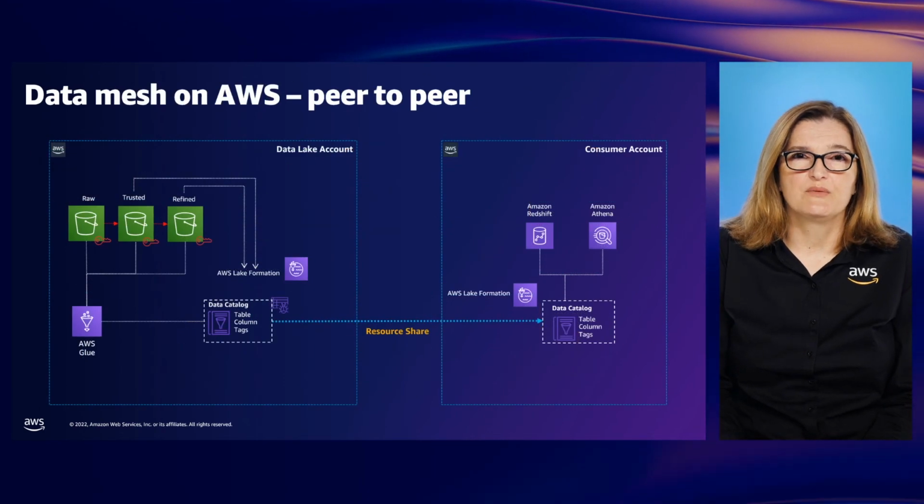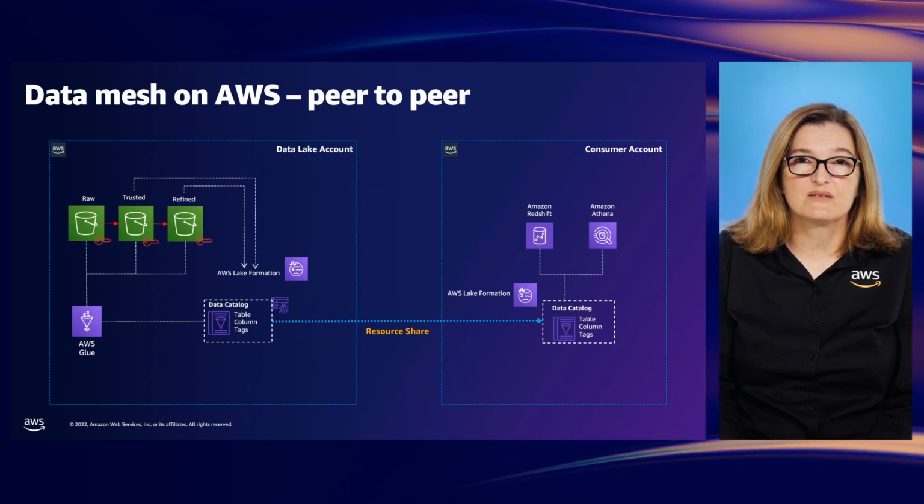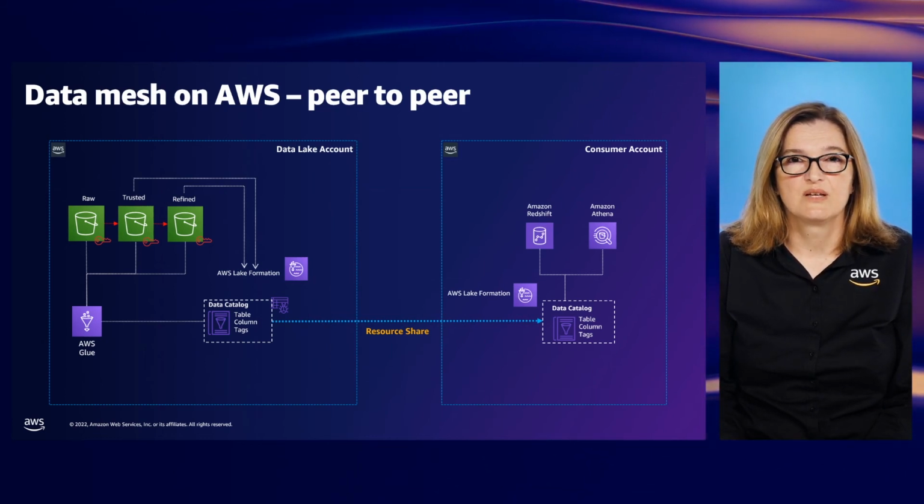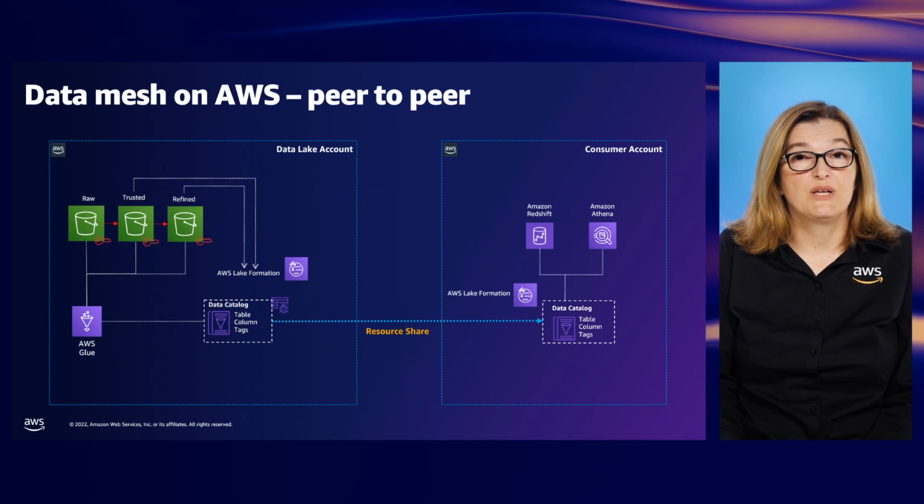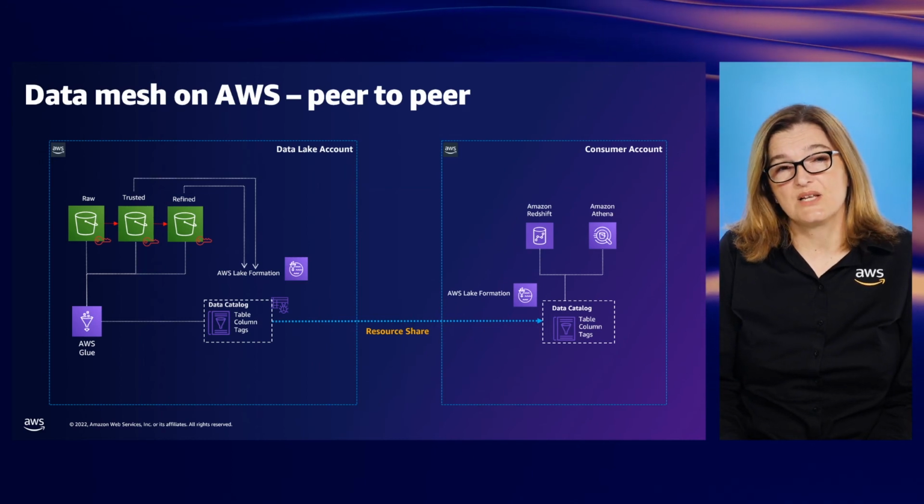Let's dive deeper on how data mesh patterns might look on AWS. We will first look at peer-to-peer and then the centralized option.